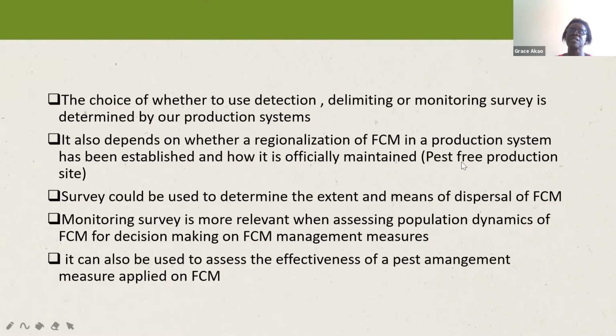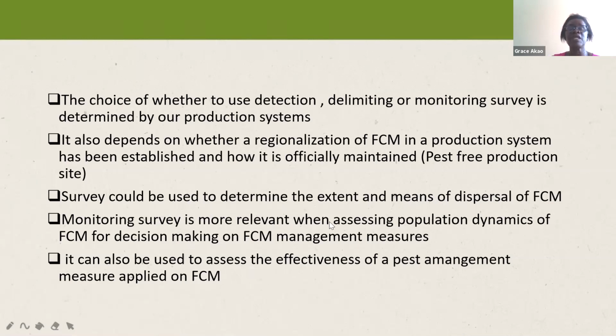So remember, I kept emphasizing pest-free production site. The survey could also be used to determine the extent and means of disposal of FCM. Yeah, pests' behavior is funny because you would find a place which has a lot more of their food. If their food is there in plenty, they will tend to congregate in such areas. And once they congregate and feed, they would breed. And once the population becomes high again, they would tend to migrate. So you also need to take this into consideration when you are doing your survey.